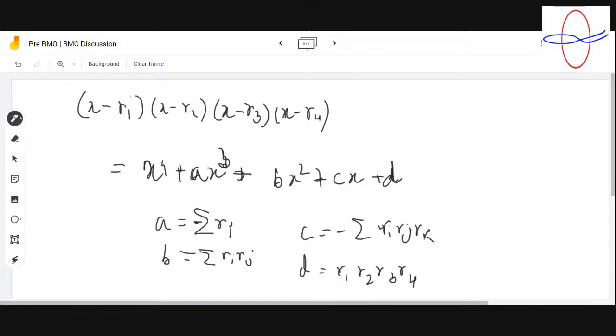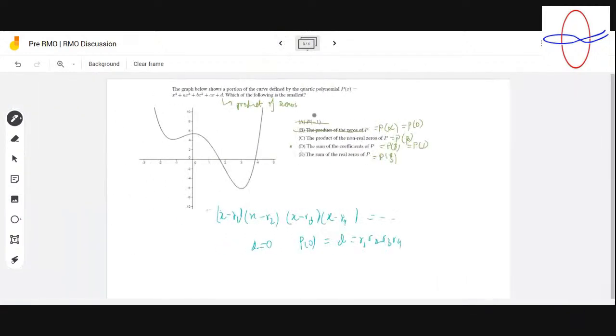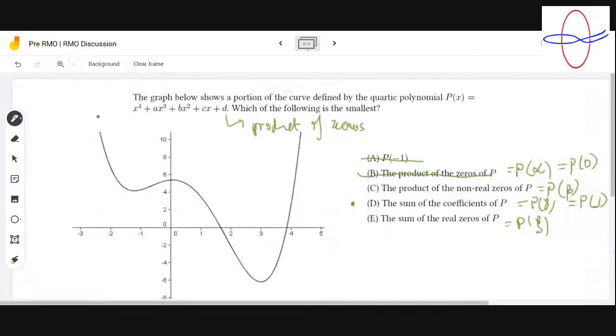You can search for Vieta's formula and read about it. Essentially, it connects the roots and the coefficients. Nothing is given as to which is positive and which is negative. You have to understand from here which is positive, which is negative. A diagram is given, and most of the things can be understood.